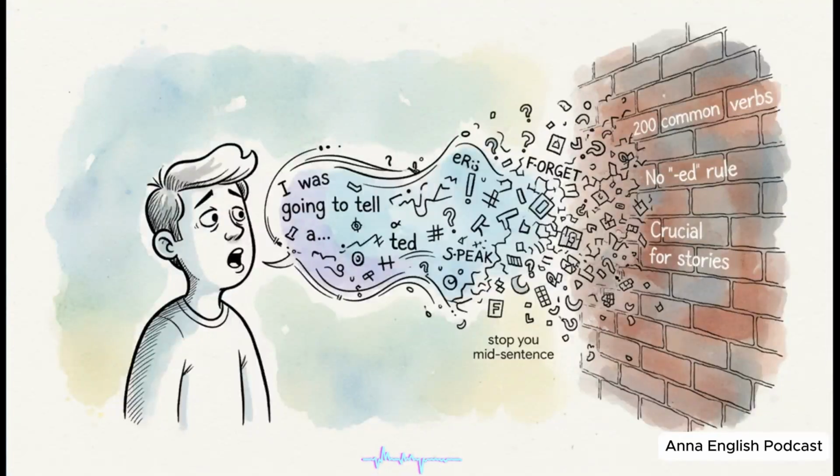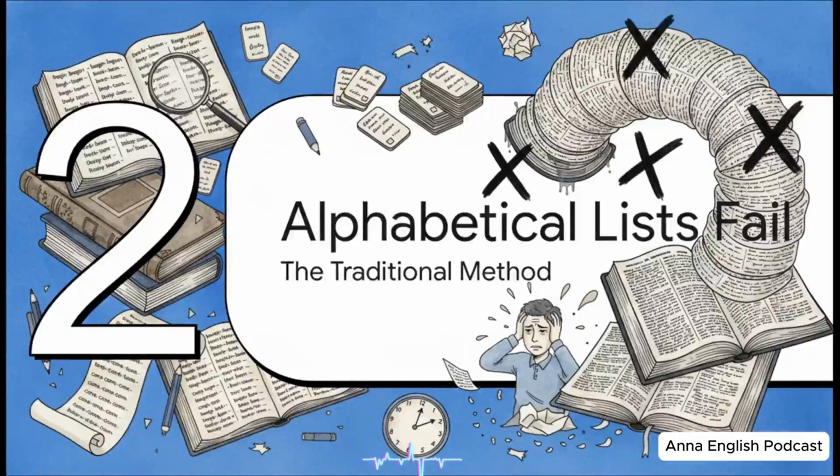So here's the deal. First, there are about 200 of these verbs that you'll see all the time. And unlike regular verbs, you can't just slap an -ed on the end for the past tense. They have their own special rules. And they're absolutely crucial because anytime you tell a story or even just talk about what you did this morning, you're using them. Not knowing the right form can literally stop you mid-sentence while your brain is scrambling to find the right word. So, how do most textbooks tell us to learn them? By studying this long, boring alphabetical list, right? Let's talk about why that is probably the worst way to do it.